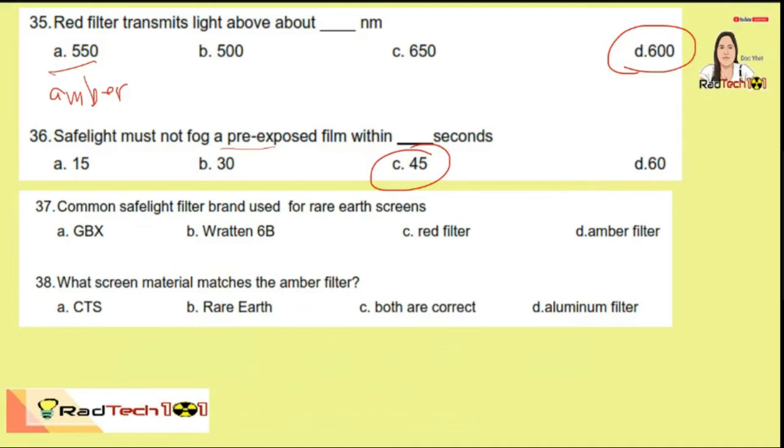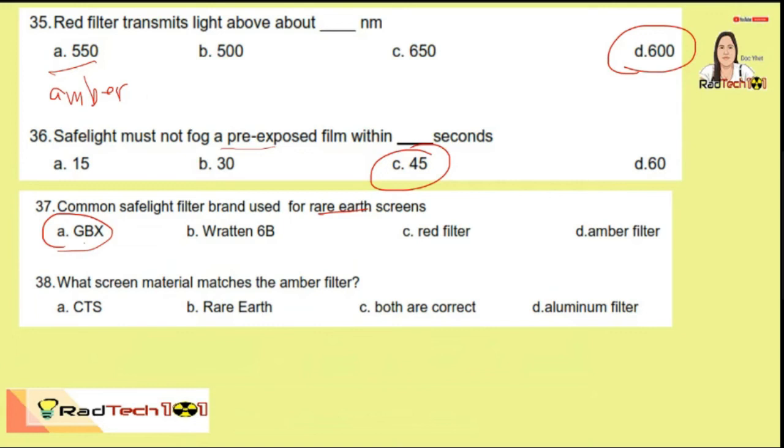Common safe light filter brand used for rare earth screens is GBX. So rare earth screens usually emit light na green and blue. Marami siyang klase ng color ng light na ini-emit, pero mas prominent ang green and blue. Pero between green and blue, mas prominent ang green light emitted by the rare earth screens. So GBX, ang sabi daw is green-blue x-rays. Yung Wratten GB naman is for blue-sensitive film.